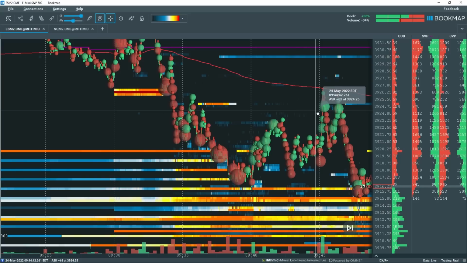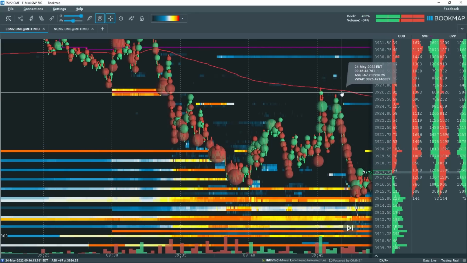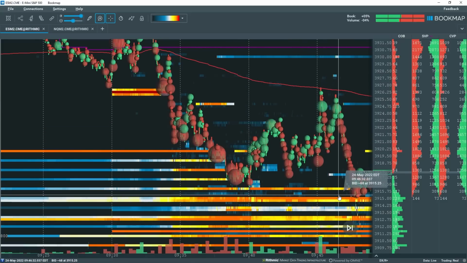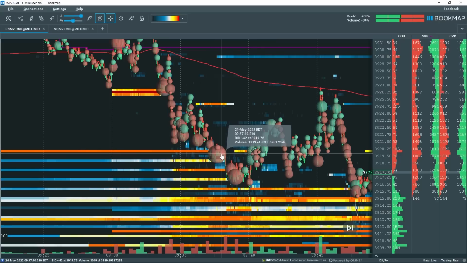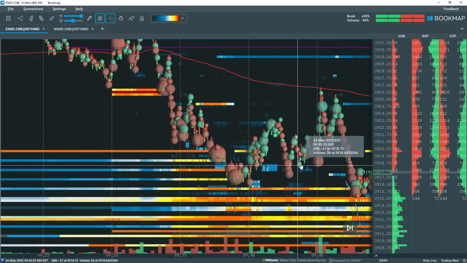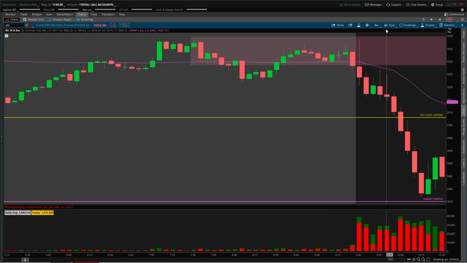In fact, in the Discord, I was watching to play the market long off of this level if we could get above 3926. We never did, and this validated that this may have been a short closing his long position, because if it was a true buyer, all of these passive buy orders would have got filled. They got hit by aggressive sellers. The market would have come up because this large buyer would have shown effort to bring the market higher. The market moves based off of effort versus reward. If I'm watching a level, I want to see this level hold and buyers show effort to bringing the market higher. We could have targeted the supply above. In fact, that's exactly what I was watching.